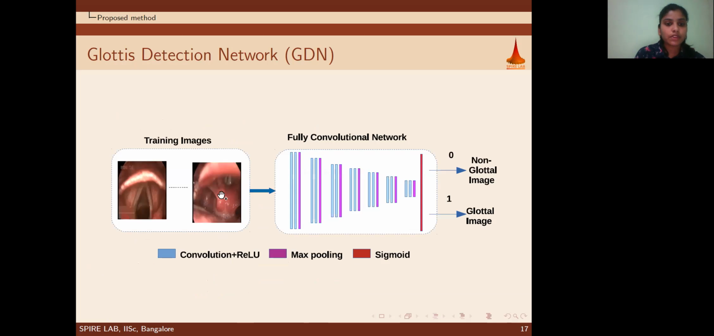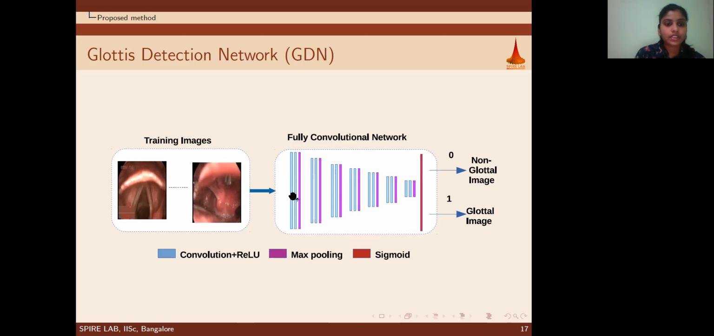We have used a fully convolutional network based classifier for glottis detection, where it classifies the presence or absence of glottis in each frame of the video. We have used 24,970 frames for glottis detection, and we consider images with clear visible glottis as one class and remaining all images as the other class. We denote this network by GDN.